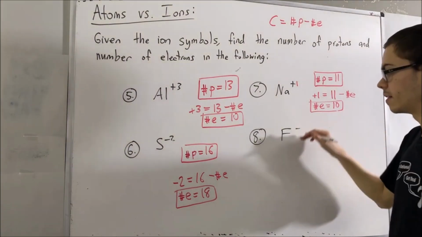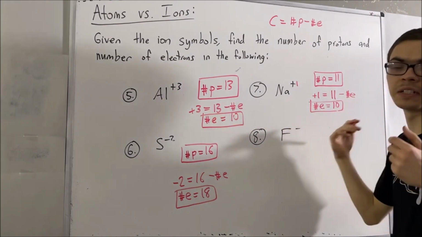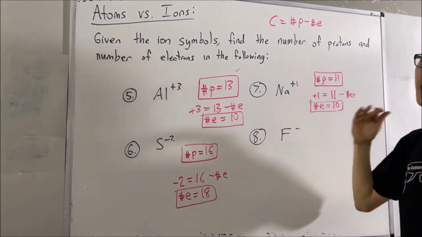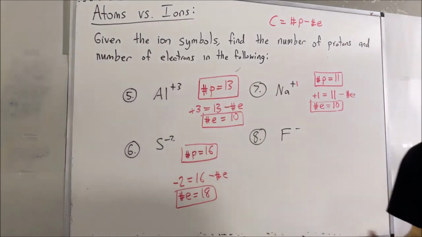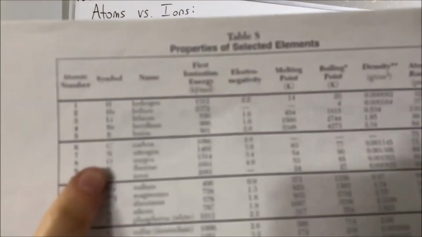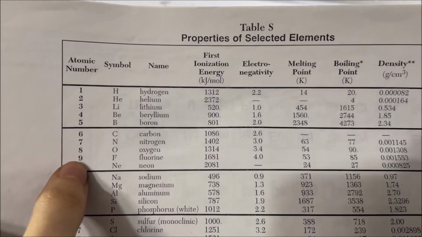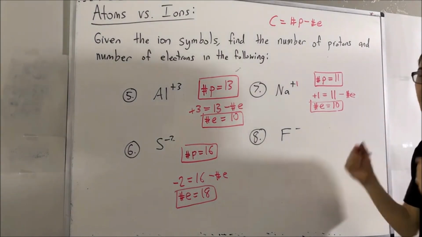Question 8. This is our ion symbol, and again, let's start by finding the number of protons. To do that, we're really just finding the atomic number of the element F. So let's go to table S. The element F is right there, and the atomic number is 9. And because the atomic number is 9, the number of protons is 9.